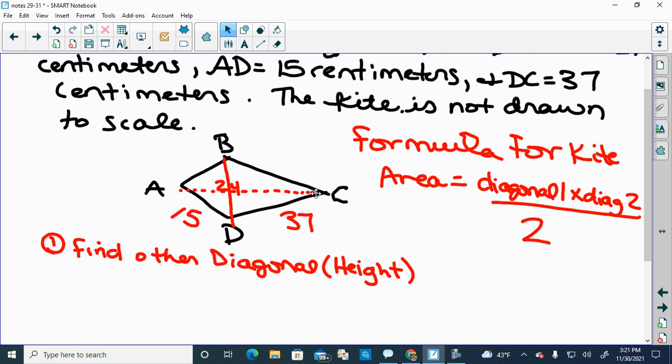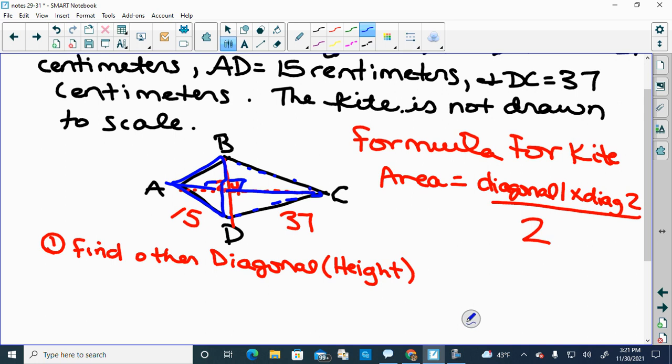So I wrote on here, find the other diagonal, but to do that, we're finding the height of two separate triangles. So what we're looking at when we're missing this is there's a triangle here, and then a separate triangle that's over on this side. And by looking at this, we're finding the height of those triangles. And the same thing here, I'm finding the height of the triangles.